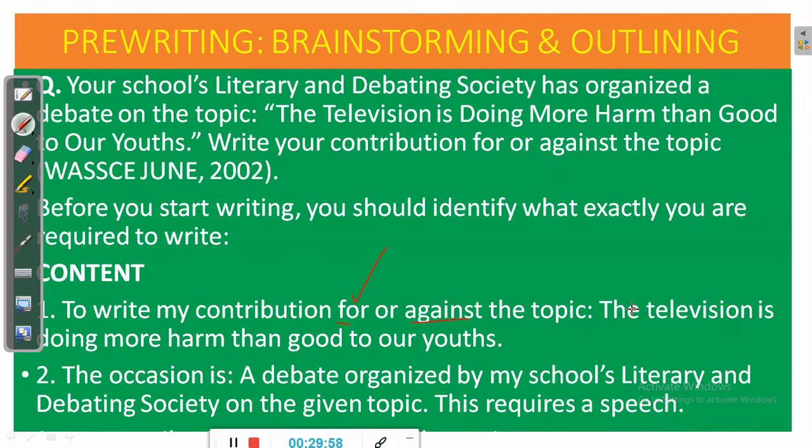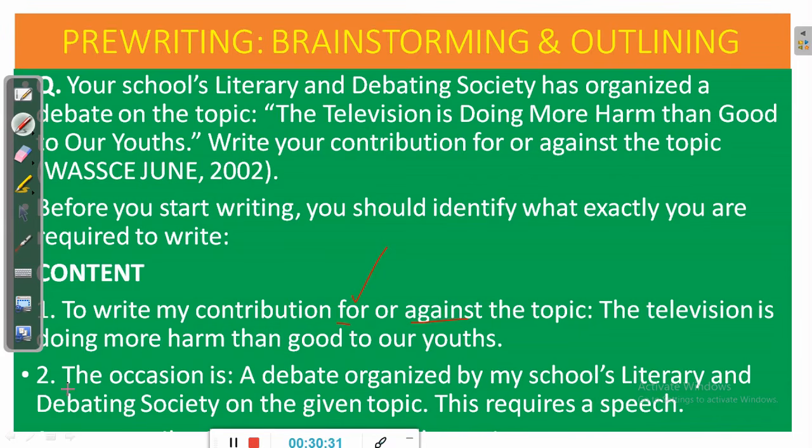And then the topic you already know. The television is doing more harm than good to our youth. So if I am arguing for or in support of this topic, I am agreeing with this assertion. I am saying emphatically that yes, the television is doing more harm than good to our youths. And so the points I'm going to write down will be points that support this view.